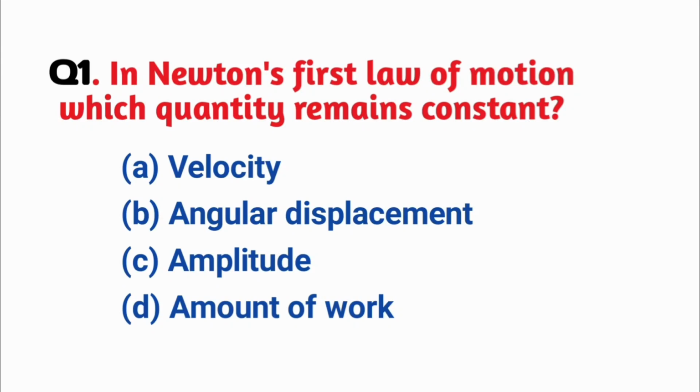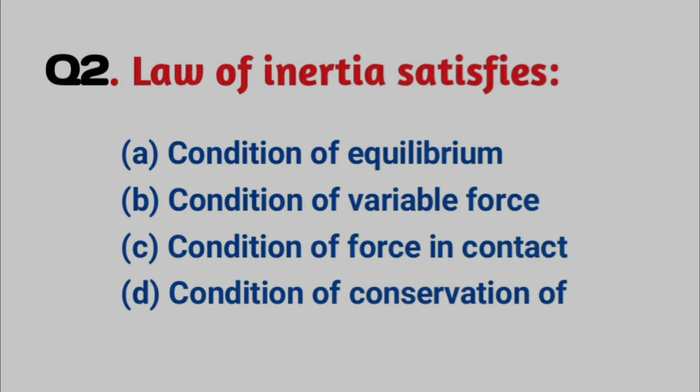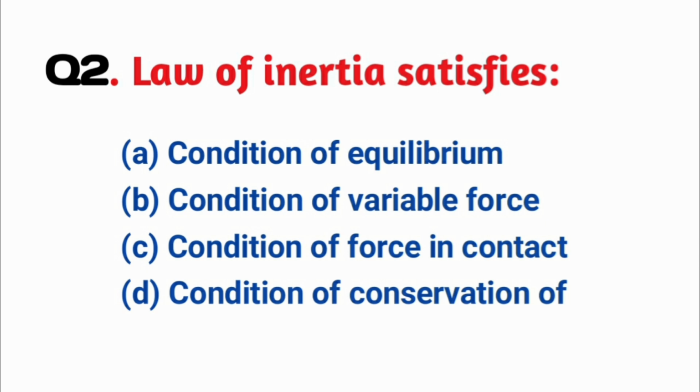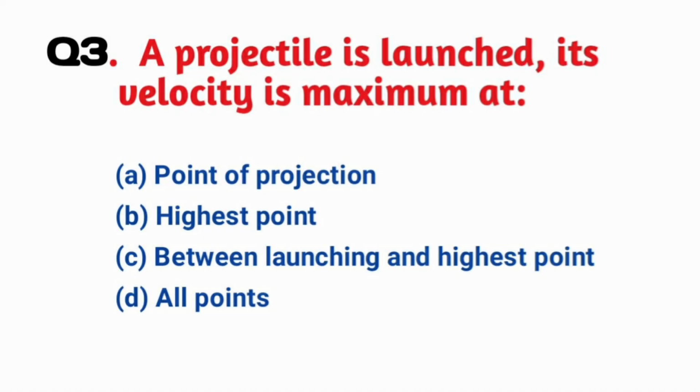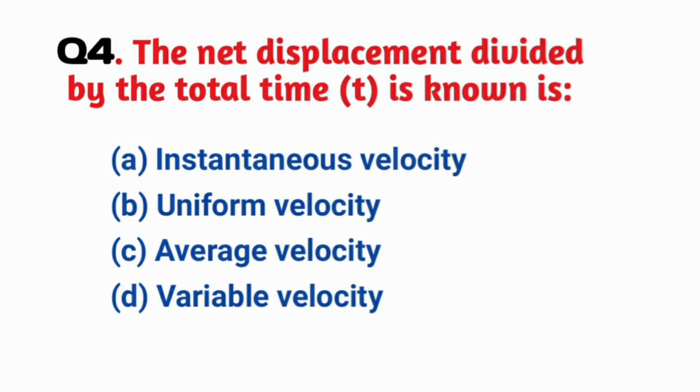In Newton's first law of motion, which quantity remains constant? Option A is correct. Law of inertia satisfies. Option A is correct. A projectile is launched, its velocity is maximum at. Option A is correct. The net displacement divided by the total time t is known as.